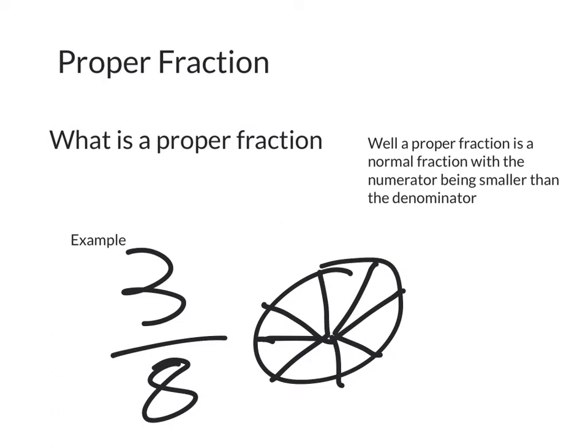So now, as you can see, the numerator is how many pieces we're going to color in. In this case, the numerator is 3, so we're going to color in 3 pieces of the 8 pieces.